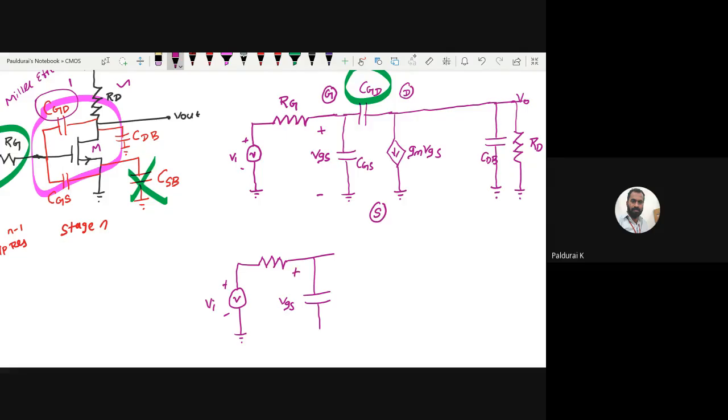VGS plus minus, CGS, RG. Later I will explain. First I will sketch this, GM VGS.